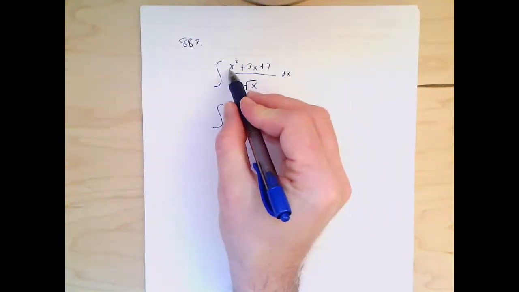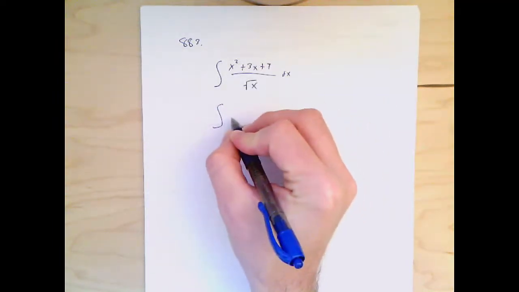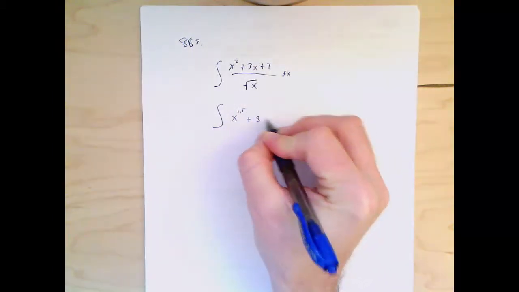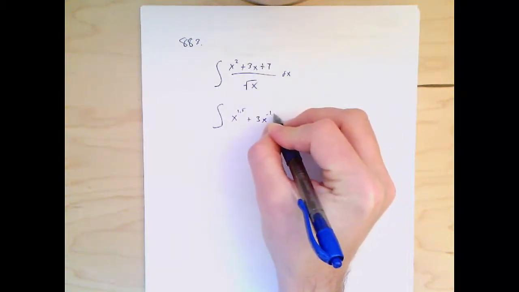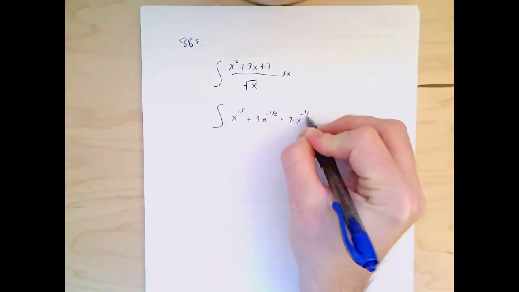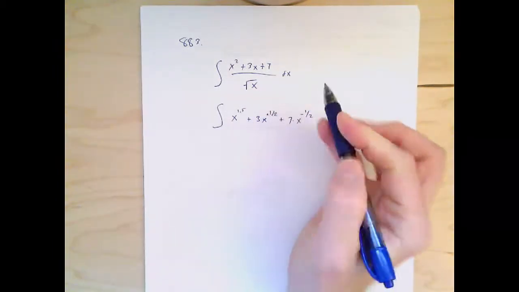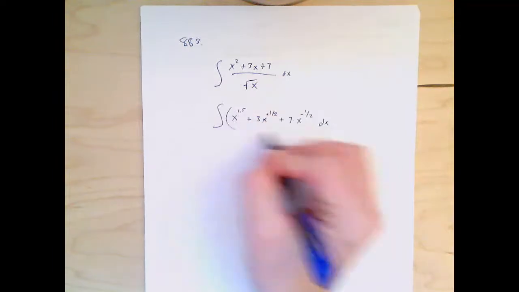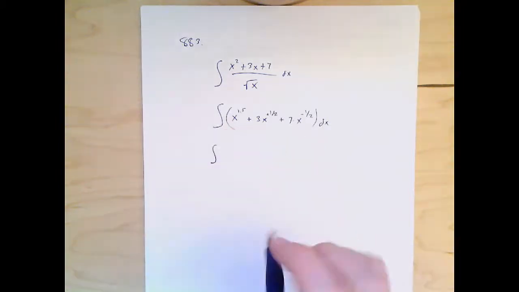So if I've got x squared divided by x to the 1/2, that's like x to the 2 minus 1/2, which is like x to the 1.5. And then here I've got x to the 1 minus x to the 1/2, which is like x to the 1/2. And then here I've got 7 times x to the negative 1/2. Oh, and of course this is positive 1/2 because it was 1 minus 1/2. All right, so dx.